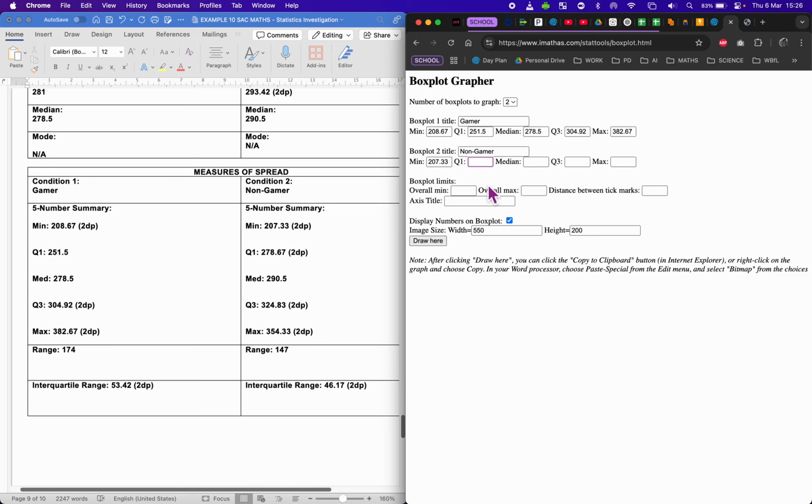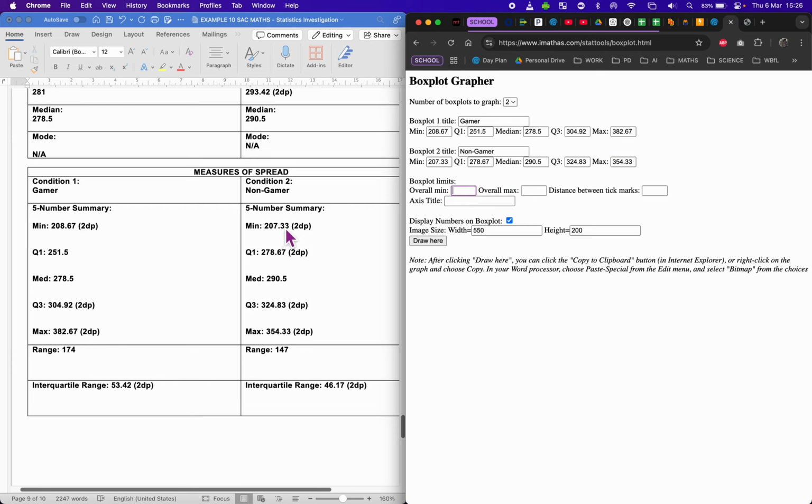207.33. So the quickest time was actually from a non-gamer, even though the measures of center are saying that they were slower. Quartile 1, 278.67, median 290.5, 324.83, and max 354.33. Box plot limits, overall minimum.